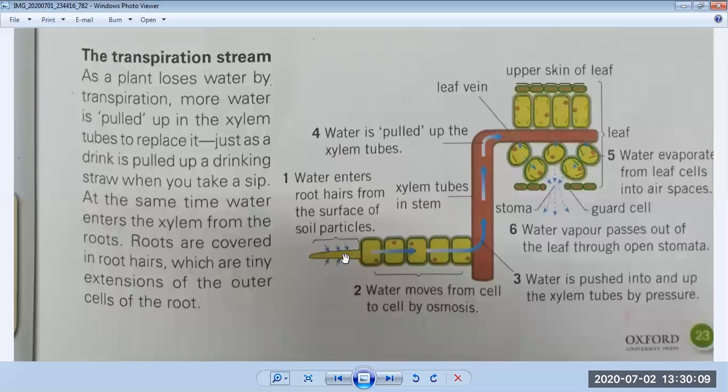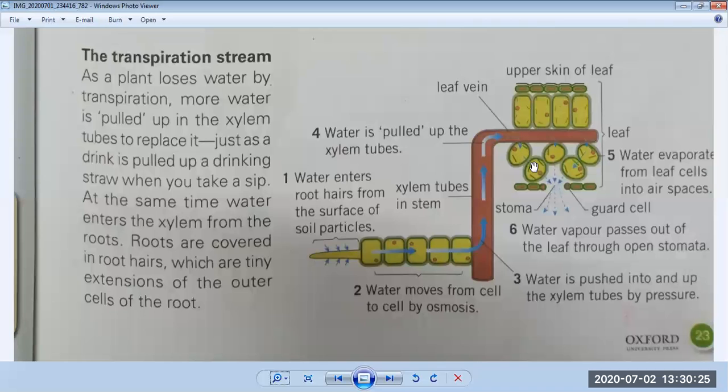Okay, first water is absorbed by roots and root hairs, then it passes from cell to cell. This process is called osmosis. So this water is pulled by xylem tubes in the stem. These xylem tubes take up the water to the leaf.